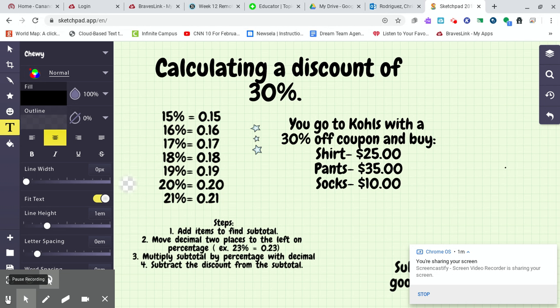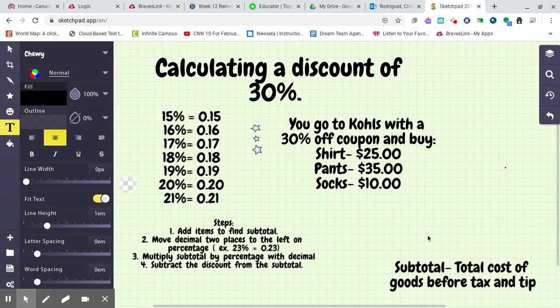So the steps are pretty much the same to start. The first step is still to add up the items to find the subtotal. The subtotal is just the total cost of the goods. So you're still doing that first same step. How much does everything cost altogether?